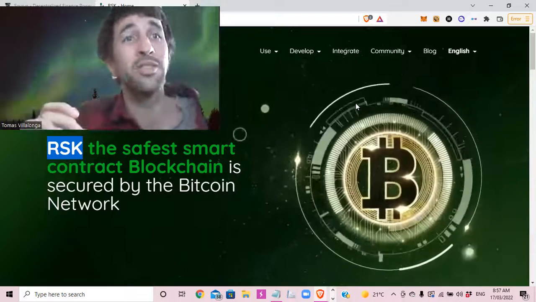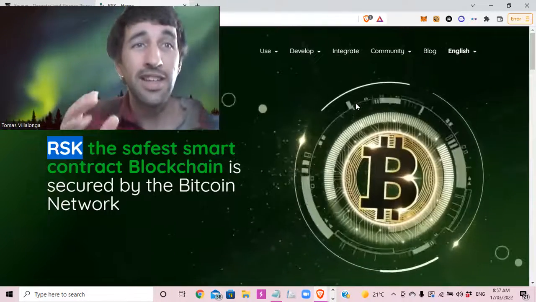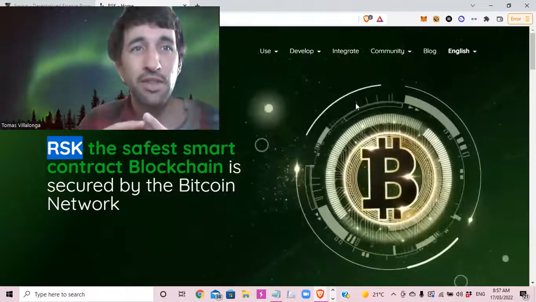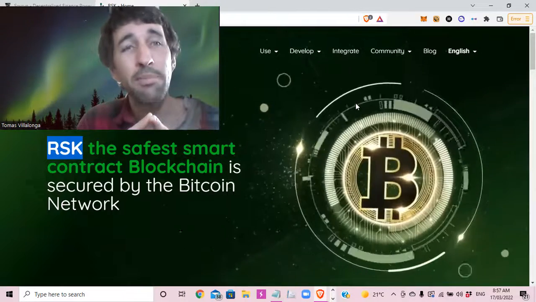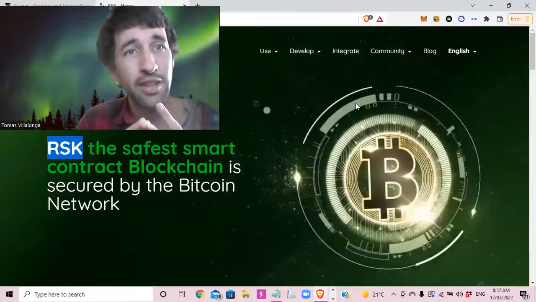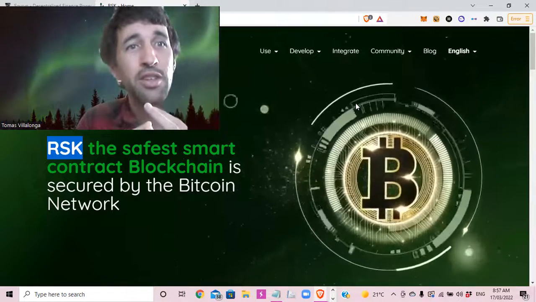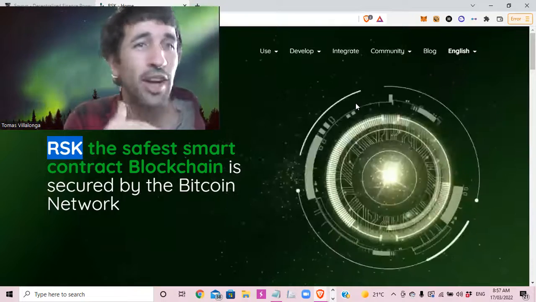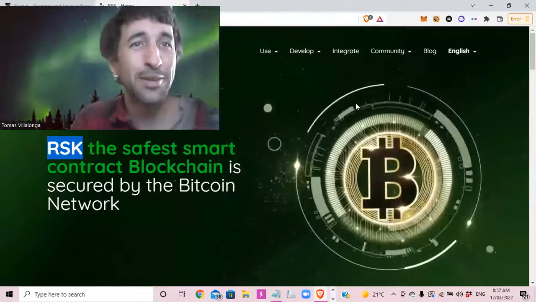That is what I want. And that is what RSK gives me. So it gives me everything I want. It gives me Bitcoin as the underlying asset. It gives me the operability of all the other chains, and it gives me the security of settling in the main Bitcoin chain. That's all I want in my crypto.